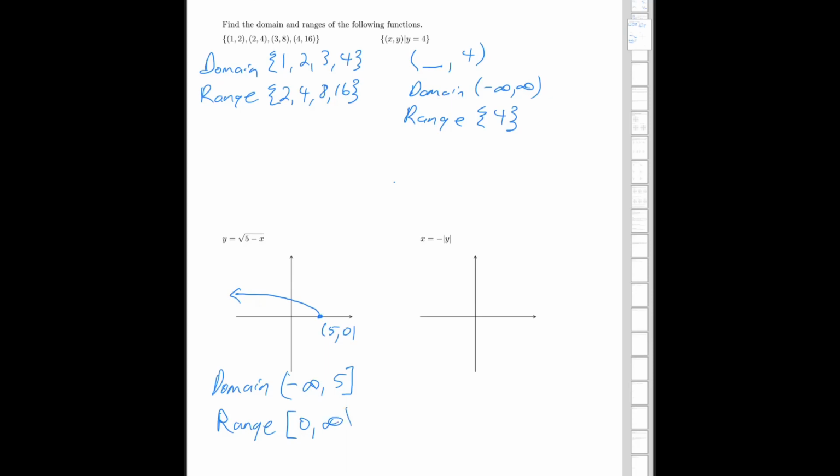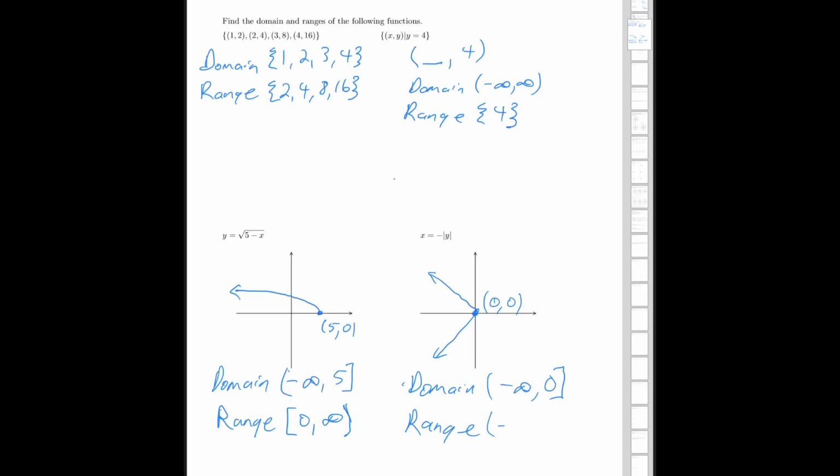And then the final graph here, if you graph it, looks something like this. It's a V shape opening to the left, and we have the point 0, 0. So if we look at this one, once again, there's a largest x value, but no smallest x value, so the domain would be negative infinity to 0. But there are no restrictions on what the range can be. There's no smallest value because the bottom part goes down forever. And there's no largest value because the top part goes up forever. So the range would be negative infinity to infinity.